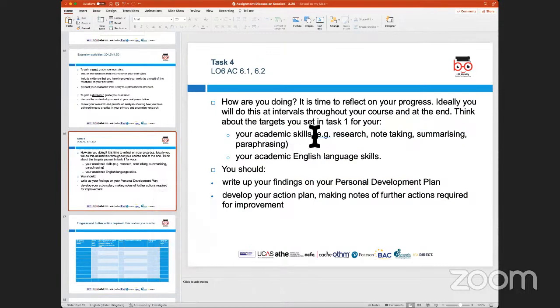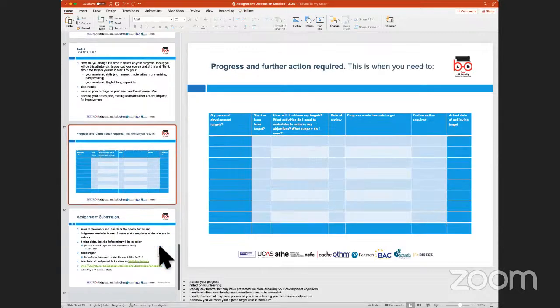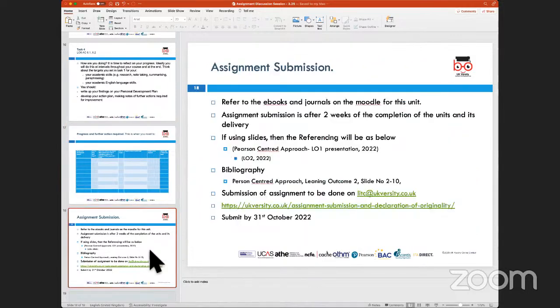This is the example which ATHE has given that you need to look at reviewing your PDP on. And as long as you fill this template, you should be able to complete this particular task and hit both the criteria. Now, for the submission of assignment, I would suggest a date of 31st March at the very latest, to complete this particular assignment and submit.